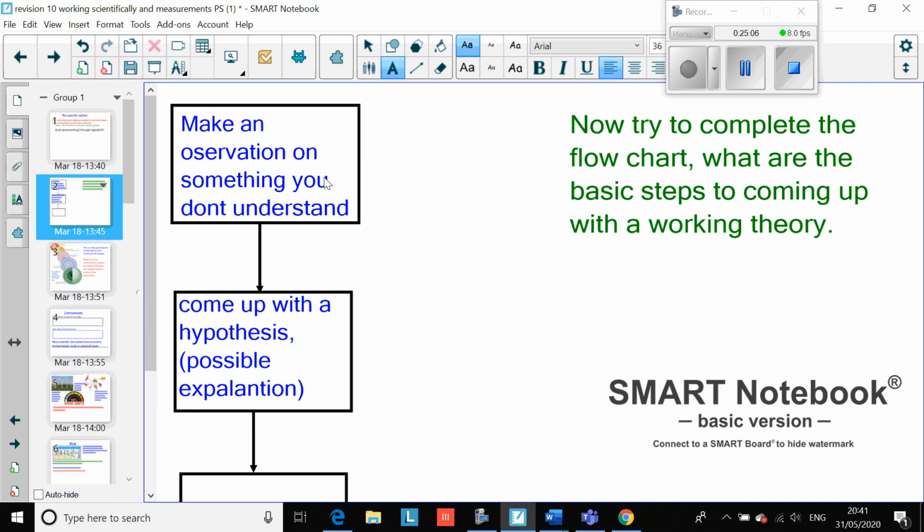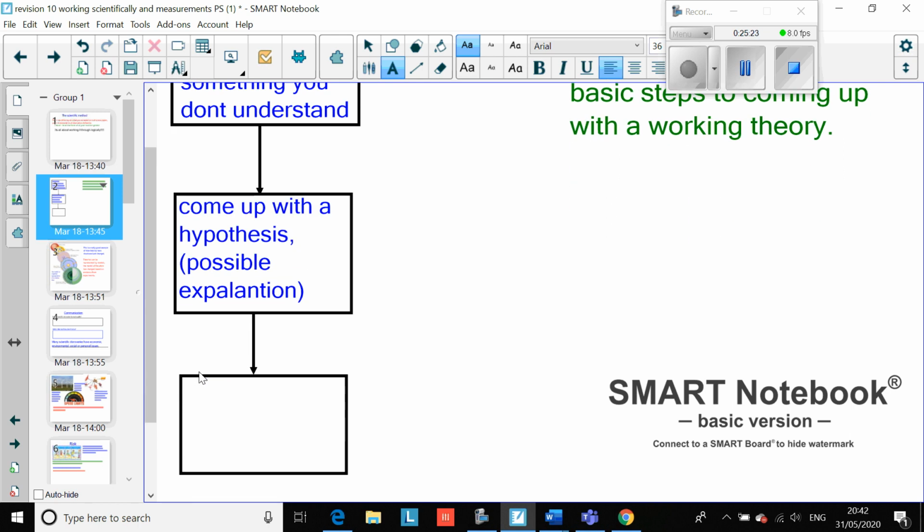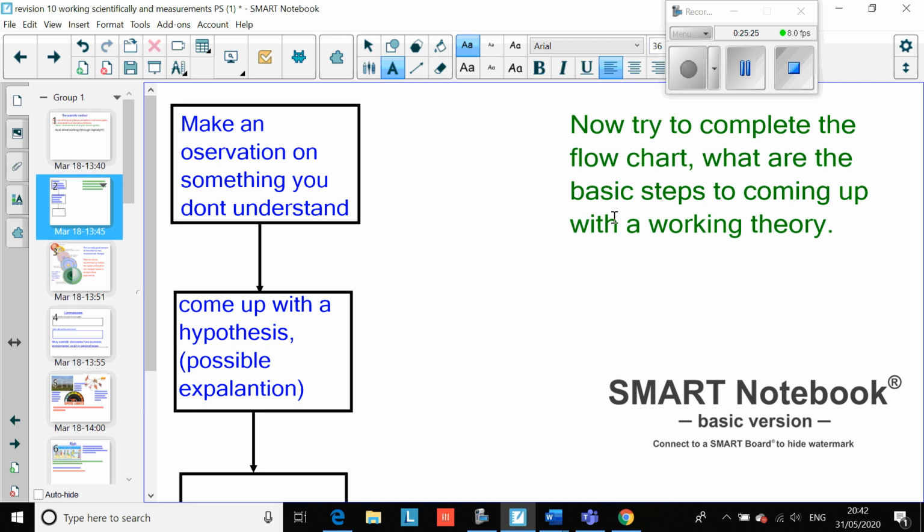So pause the video, watch the video in assignments, then come back and do a flowchart, but no more than 2 or 3 sentences in each box of the flowchart. Okay, otherwise you're going to be here all day. Really simple, something that you've noticed around your home and how you would come to a conclusion of a working theory. Okay, so pause that and do that now, please.